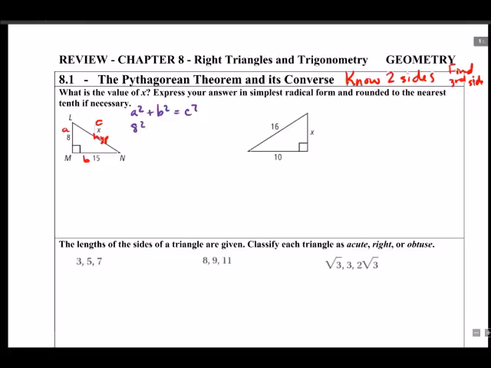So 8 squared plus 15 squared is x squared. 64 plus 225. You should know your perfect squares at least to 15. 20 would be better, but 15 would be good enough. So this is 289 equals x squared. How do we get rid of x squared? We square root. 289 is a perfect square, so x equals 17. So C is 17 units here.